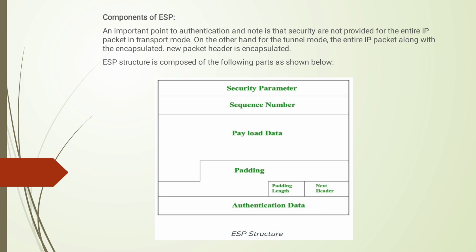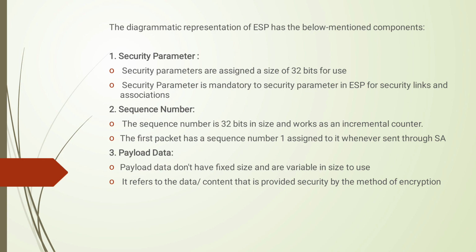An important point to note is that security is not provided for the entire IP packet in transport mode. On the other hand, for the tunnel mode, the entire IP packet along with the encapsulated new packet header is encapsulated. ESP structure is composed of the following parts as shown below. The diagrammatic representation of ESP has the below mentioned components.